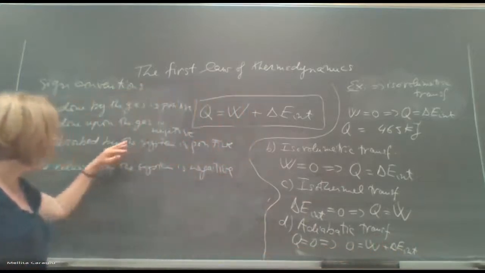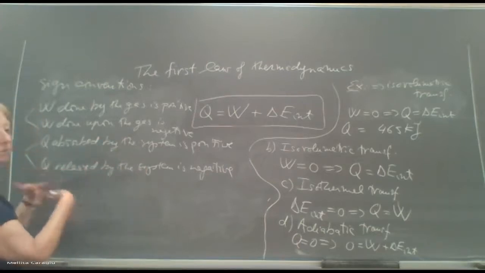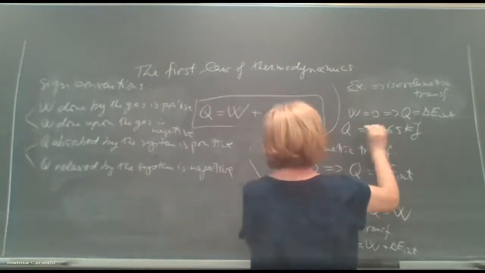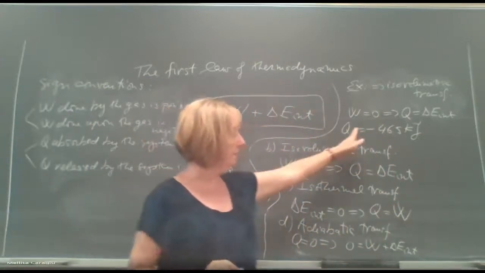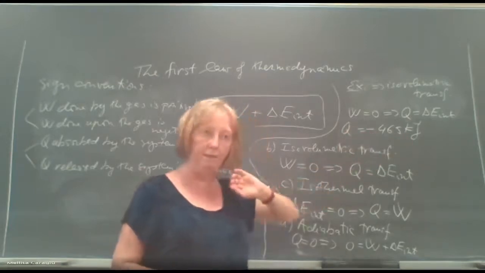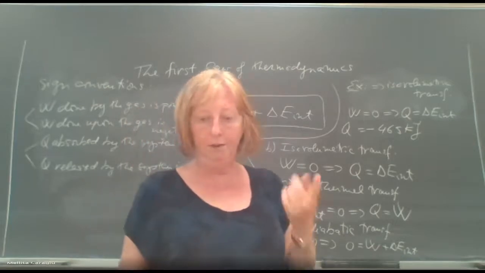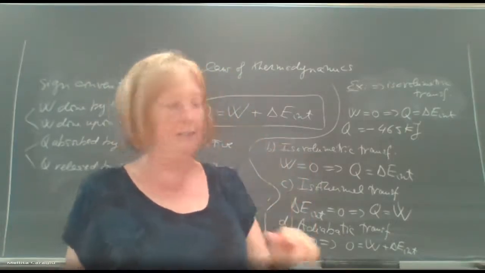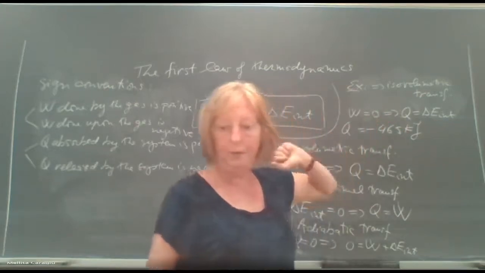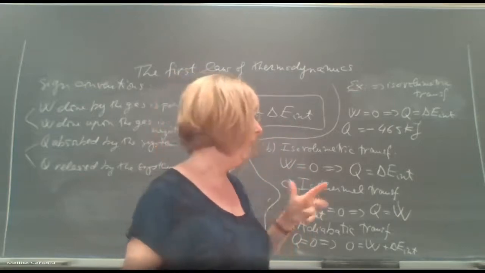And then you go to the sign convention and look at this. Q released by the system is negative. So actually the sign for Q has to be negative 465 kilojoules. So their question is, how much work was done during the process? Answer, work is 0.